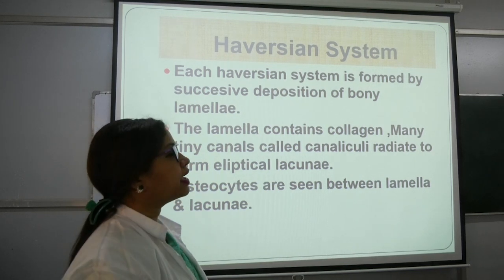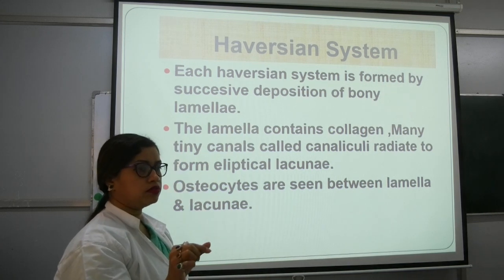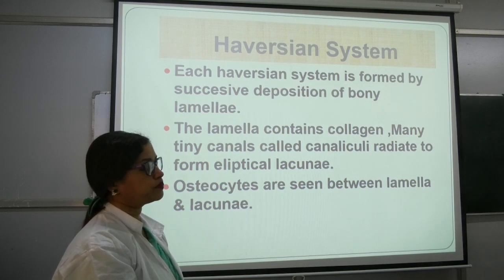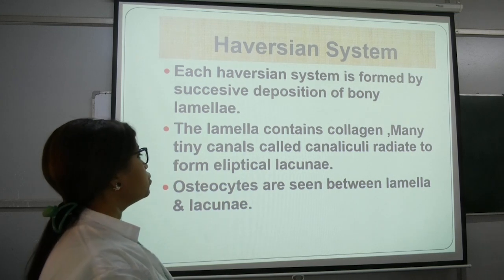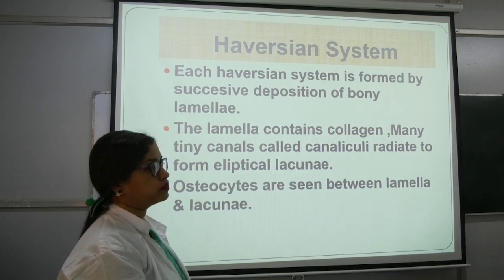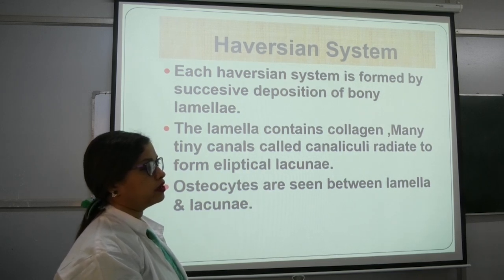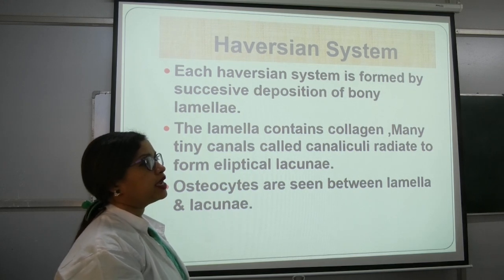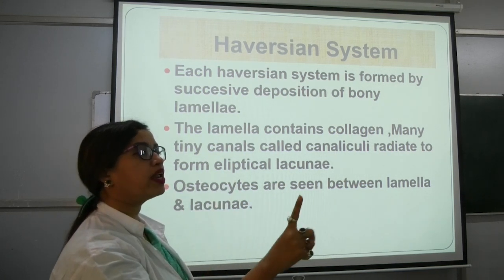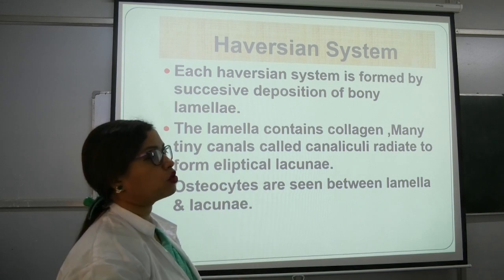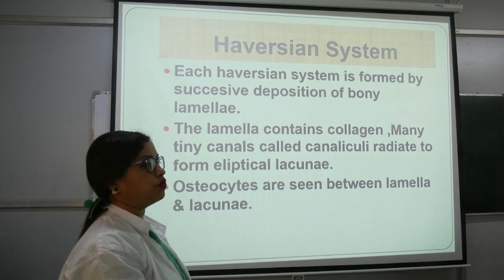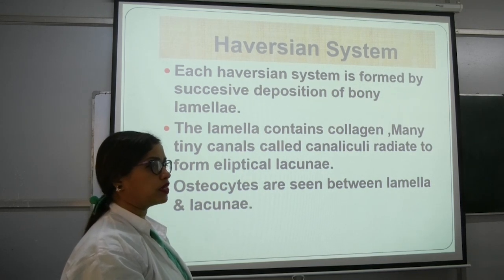And in that you will get some star-shaped cells. These are known as osteocytes. So osteocytes are seen between the lamella and the lacuna. I told you the elliptical spots are the lacunae, and the round lines are known as lamella. So in between you are getting what? Osteocytes, the star-shaped cells, found between the lamella and the lacuna.